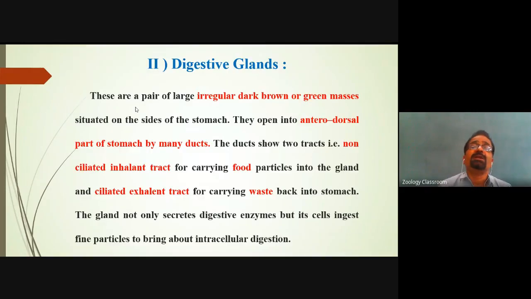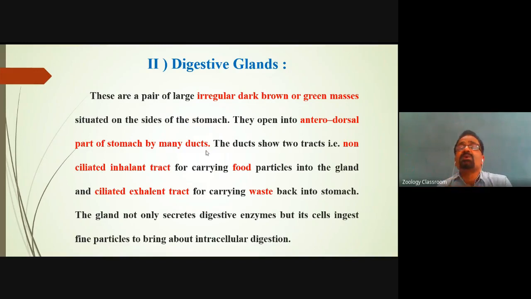Now the second part, the digestive gland. You have seen the location of the stomach, and the stomach is surrounded by the digestive glands. It is a diffused gland, always found surrounding the stomach above. They are in pairs, irregular, dark brown or green masses on the sides of the stomach. Now, a very important point is that it opens into the enterodorsal part of the stomach by many ducts.